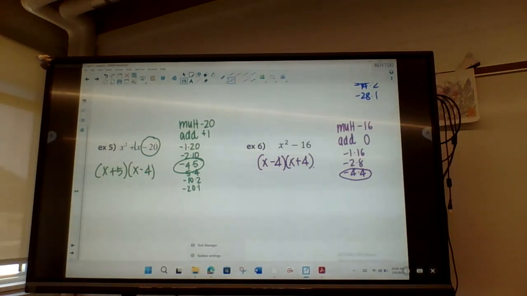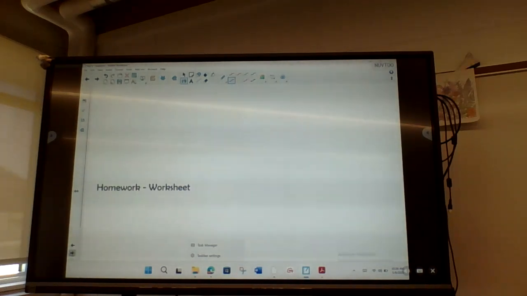And for whatever reason, I think these kind of stump some students because a lot of times they'll skip this set of factors. Where is it?